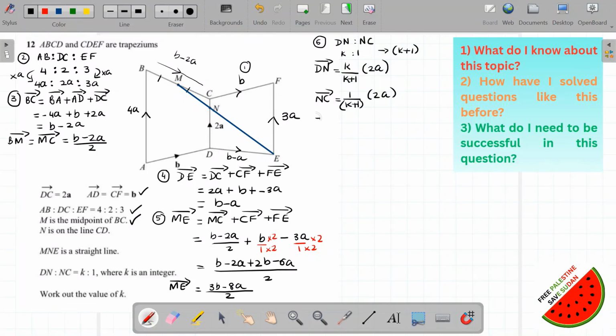Right, number 7. Now I'm going to look at NE in terms of k, and then I'm going to use the equivalence, which is the coefficients of a in NE divided by the coefficients of a in ME. That should be equal to the coefficients of b in NE divided by the coefficient of b in ME. Okay, so NE is ND plus DE.